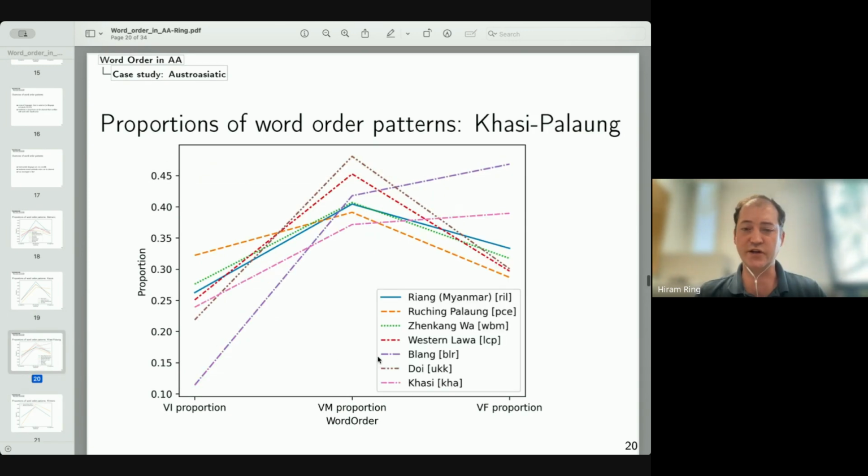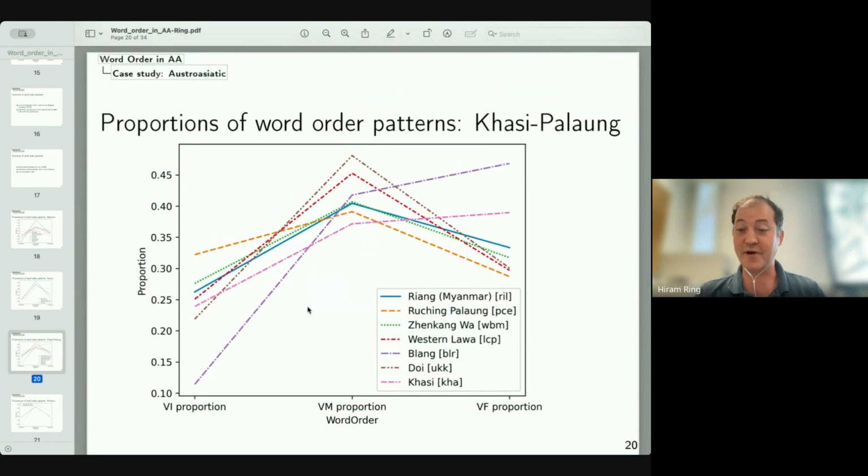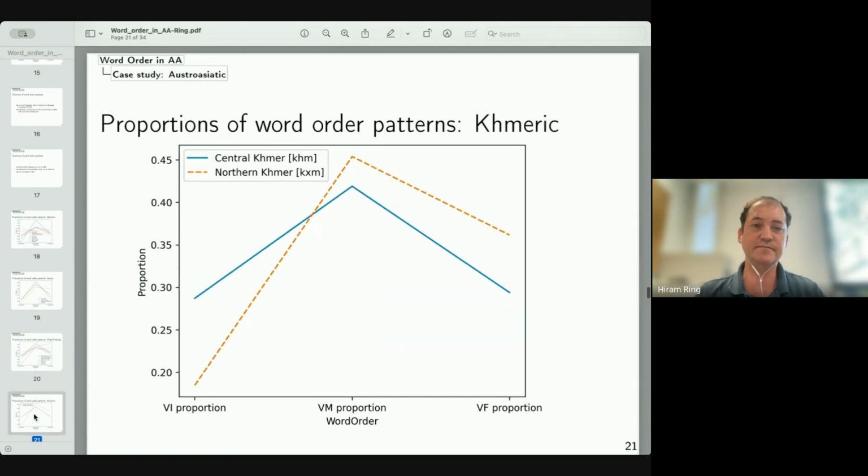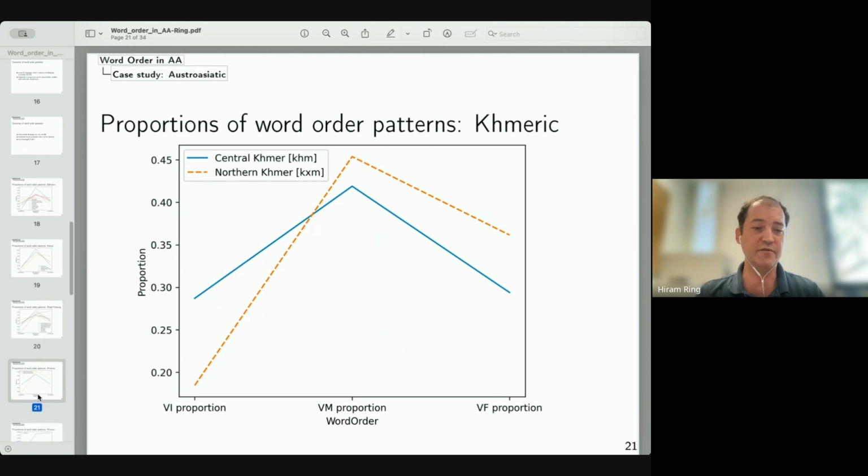And you can notice this data set doesn't include Pa'nar or Wa or War. That is because those don't have Bible translations. So again, this is strictly based on analysis of Bible translations through automatic part of speech tag transfer. Central Khmer, Northern Khmer look pretty verb medial.